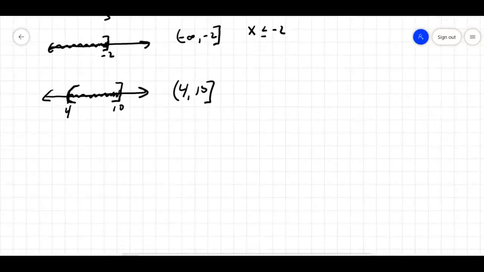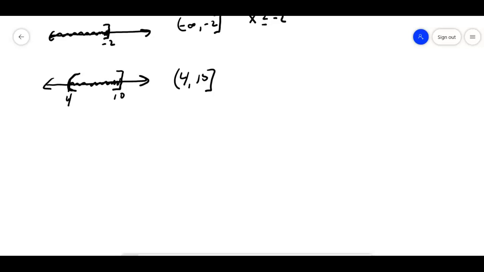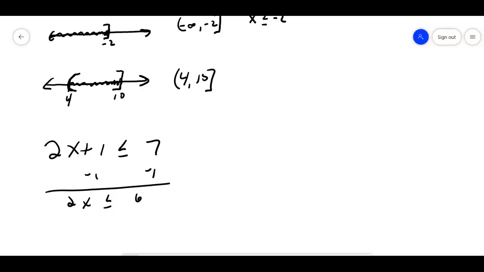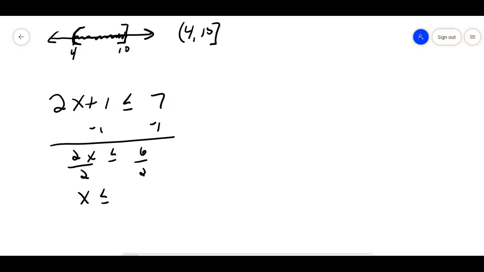All right. And then the actual solving. Let's say we had 2x plus 1 less than or equal to 7. I just solve it like a normal equation. 2x is less than or equal to 6. Divide by 2. x is less than or equal to 3. If it helps you to draw the number line, go ahead, even though it may not be required. This one is saying less than or equal to 3, and it's underlined, so it's going to be the square one.